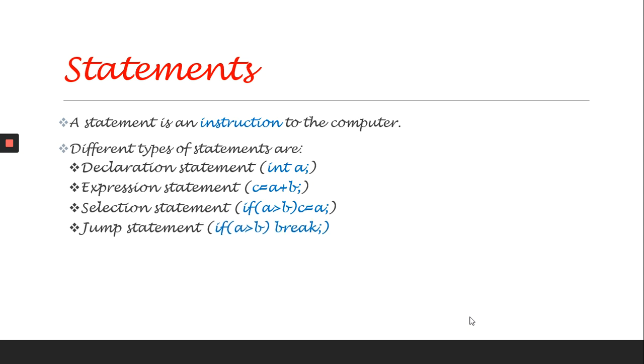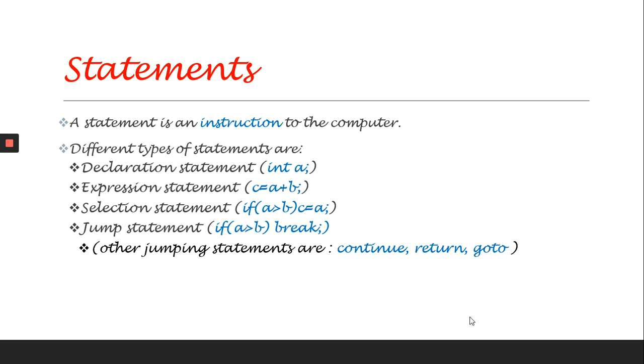Then we have the jump statement. A jump statement is used to jump out of a group of statements. Here, based on a particular condition, we use the jumping statement break. If A is greater than B, we will break out of the group of statements. There are other similar jumping statements like continue, return, goto, etc., which can also be considered jumping statements.